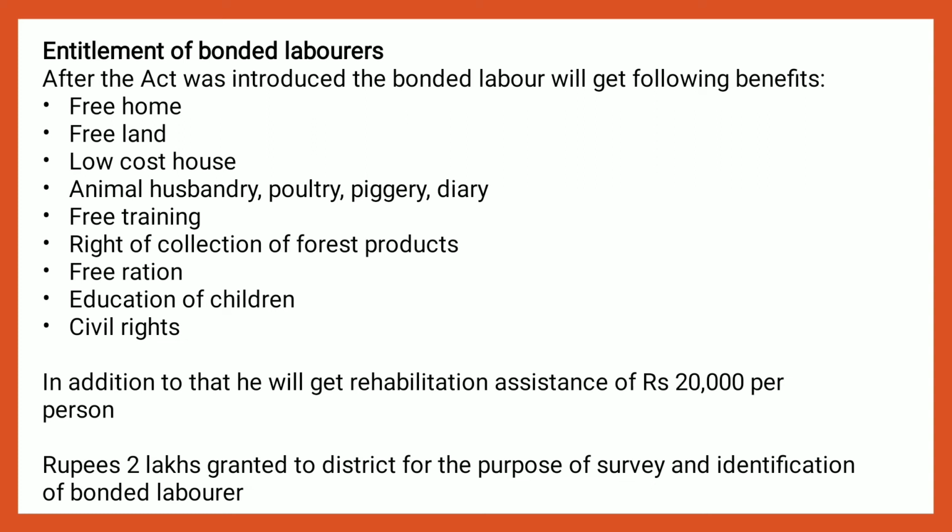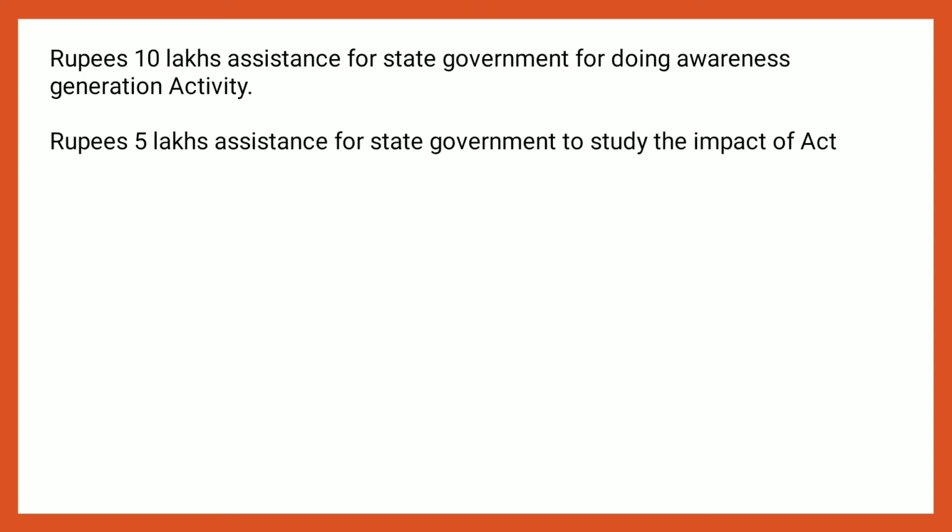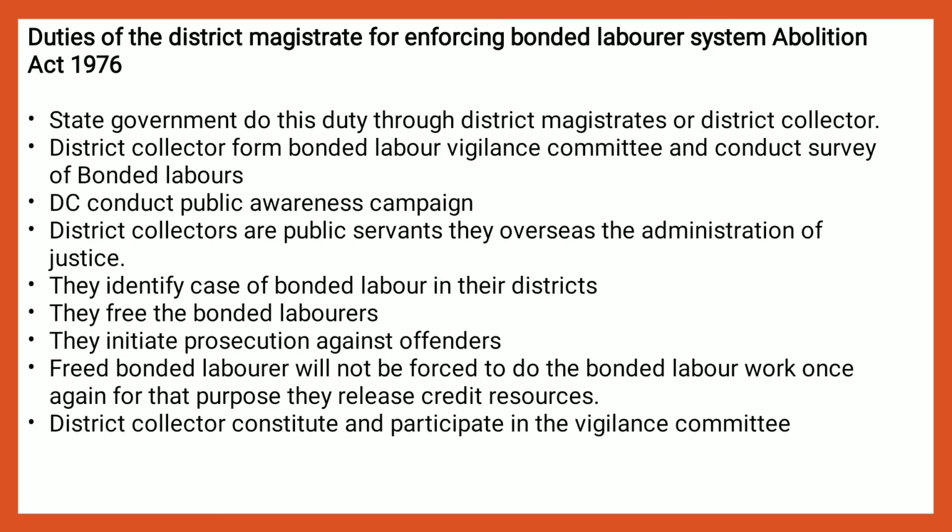Rupees 2 lakhs granted to the district for the purpose of survey and identification of bonded laborers. Rupees 10 lakhs assistance for state government for doing awareness generation activity. And rupees 5 lakhs assistance for state government to study the impact of the act. Now, duties of the district magistrates enforcing the Bonded Labor System Abolition Act. State government has introduced the Bonded Labor Abolition Act. State government is doing its duty through district commissioners, district collectors.